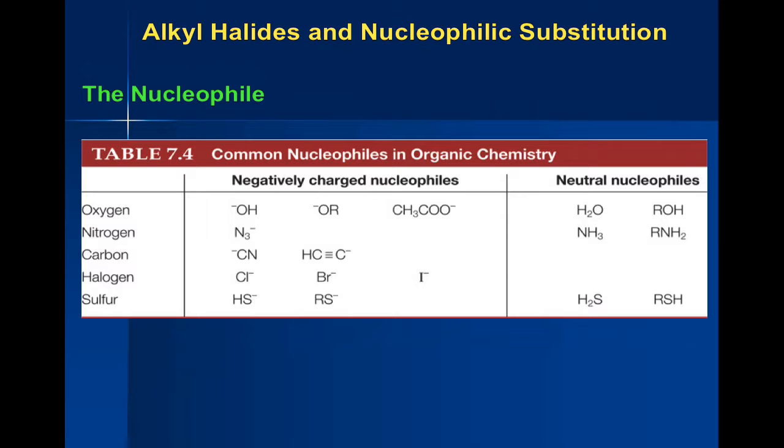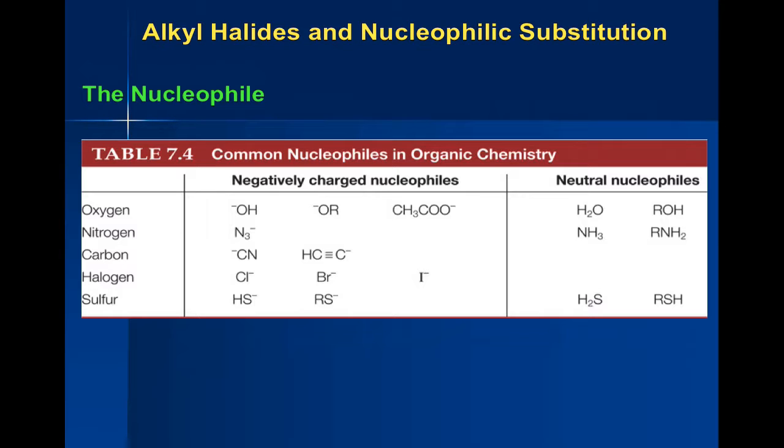Some of the common nucleophiles that we use in organic chemistry are listed on this table. There are oxygen, nitrogen, carbon, halogen, and sulfur-containing nucleophiles that are very, very useful for us. By the end of tomorrow, you need to have this table memorized. Okay? You need to know these nucleophiles. It's just a handful. Okay? We have negatively charged nucleophiles, and we have neutral nucleophiles.